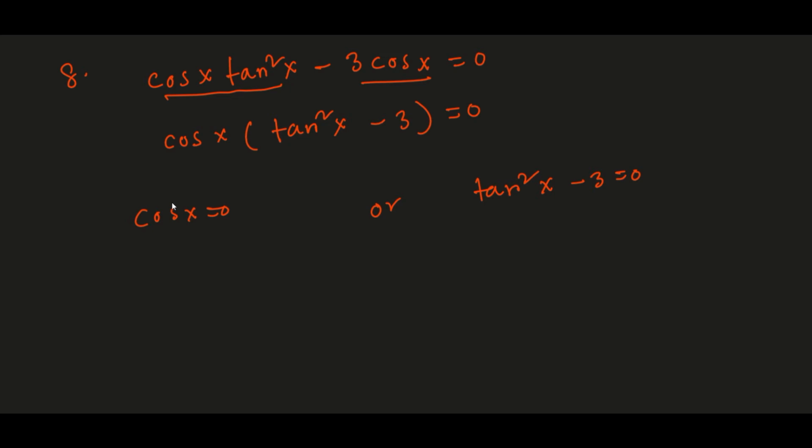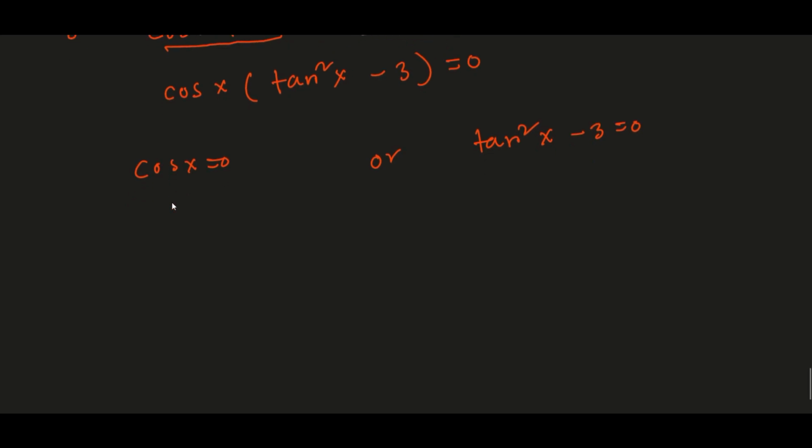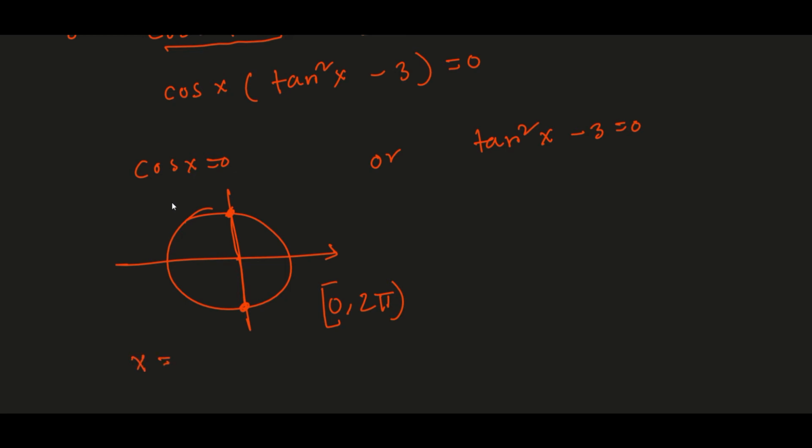Then from the first part, cosine x equals 0, if we look at the unit circle again, cosine x is 0 at either pi by 2 or at 3 pi by 2 on the 0 to 2 pi interval. We are always looking at the solutions on this interval 0 to 2 pi. So cosine x is 0 at pi by 2 and 3 pi by 2. So for this we can write x equals pi over 2, comma, 3 pi over 2.